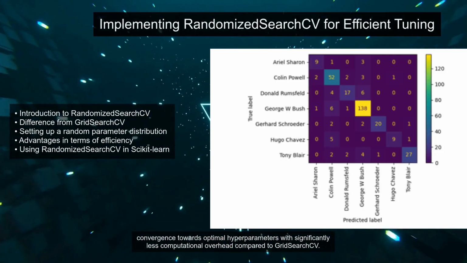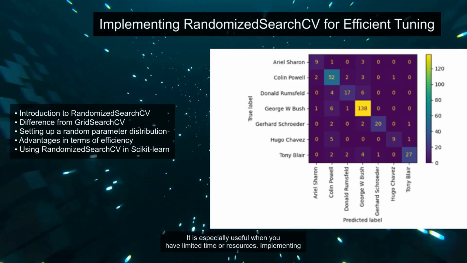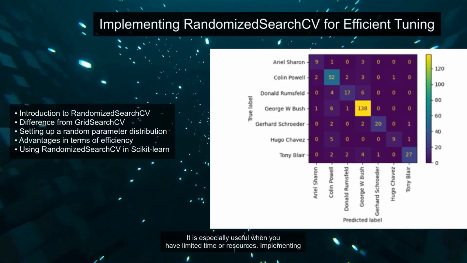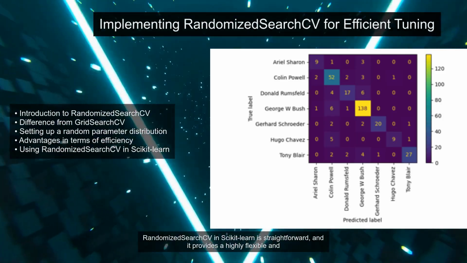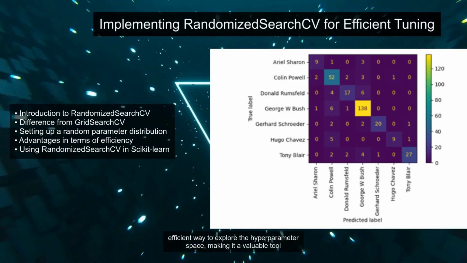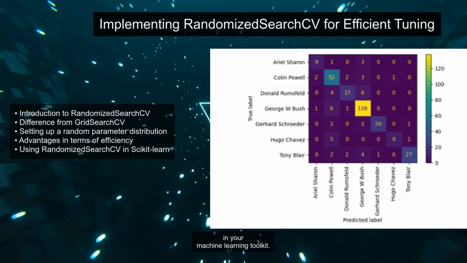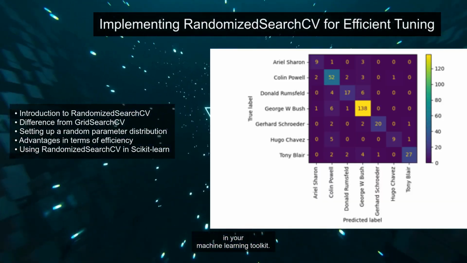In practice, randomized search can lead to faster convergence towards optimal hyperparameters with significantly less computational overhead compared to grid search. It is especially useful when you have limited time or resources. Implementing randomized search in Scikit-learn is straightforward, and it provides a highly flexible and efficient way to explore the hyperparameter space, making it a valuable tool in your machine learning toolkit.